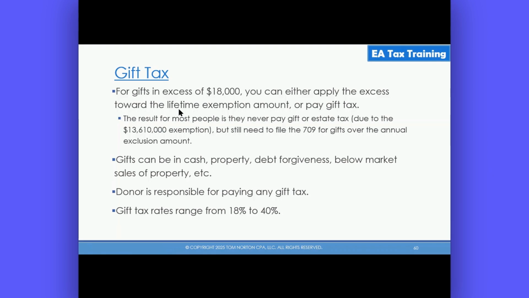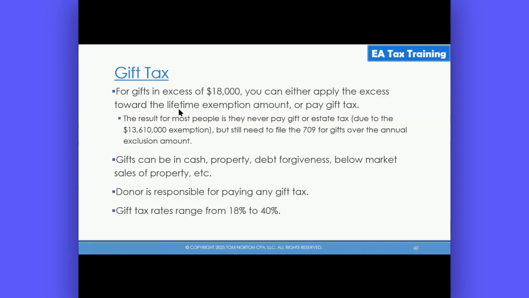The gift tax ranges from 18 to 40%. You will want to know those percentages. You don't have to know exactly what the brackets are, but just know that the range is from 18 to 40%. Also, you have to realize what is a gift.